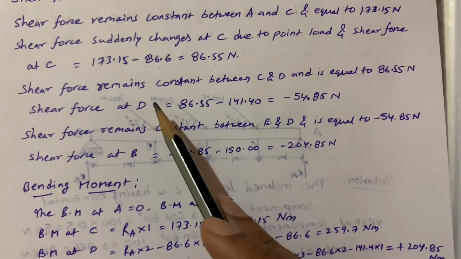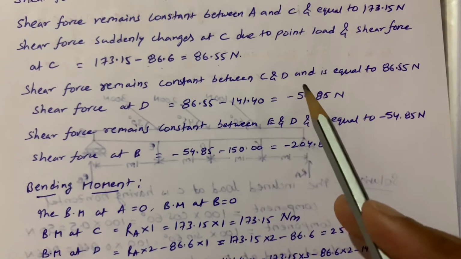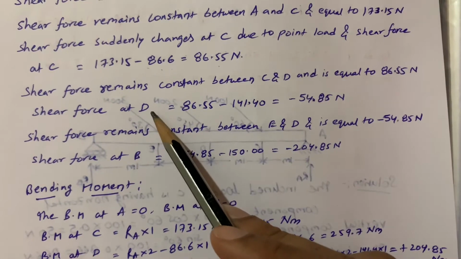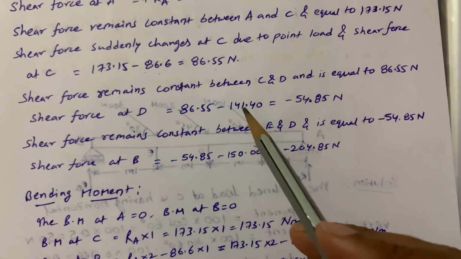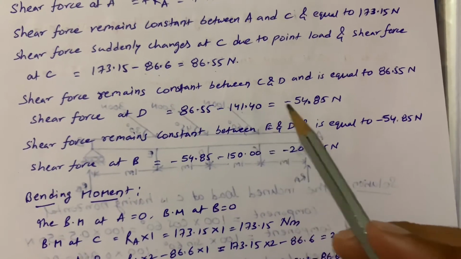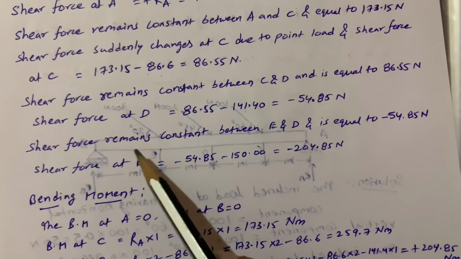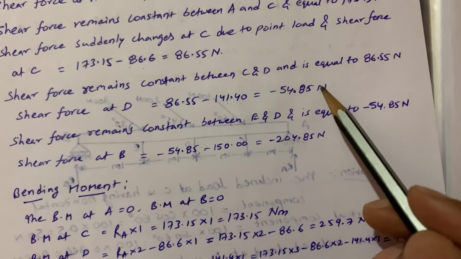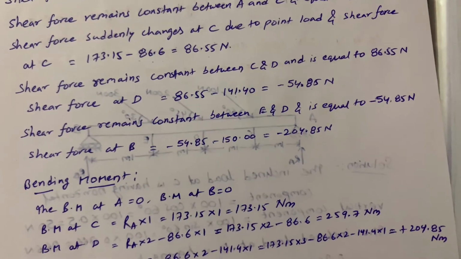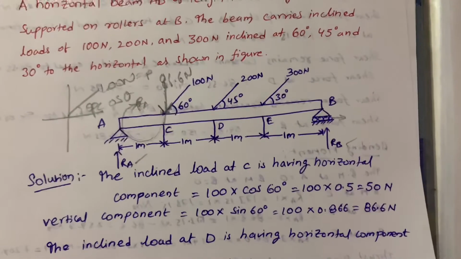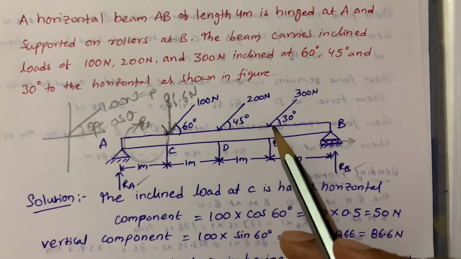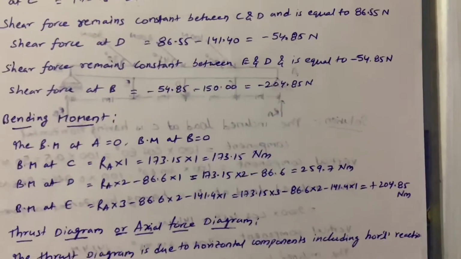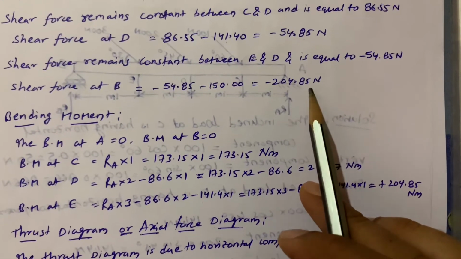And next, the shear force remains constant between C and D, equal to 86.65 newtons, and the shear force at D is 86.55 minus 141.40. I got this value. And the shear force remains constant between E and D, equal to minus 54.85. And the shear force at B, why? Because there are no loads in between these two and these two. So I got minus 204.85 newtons.